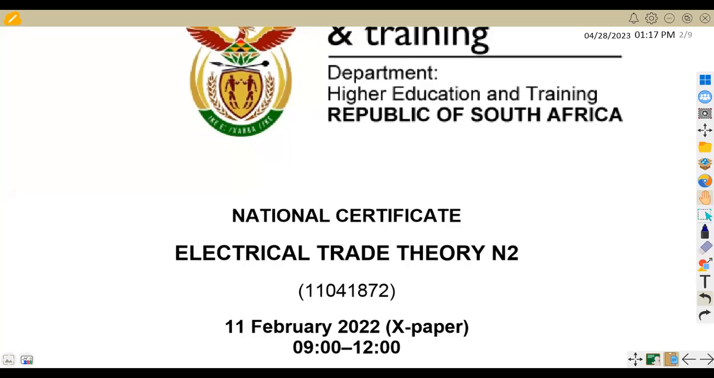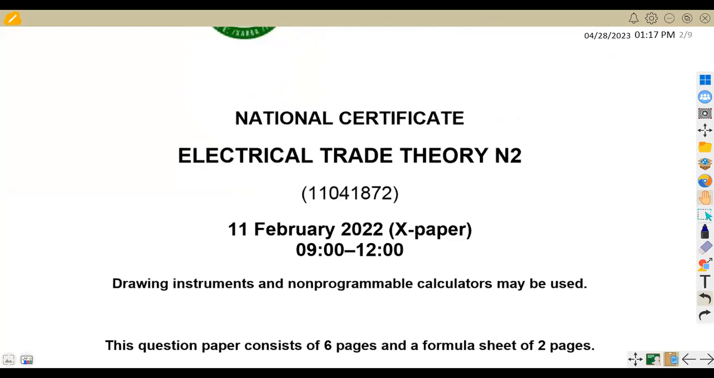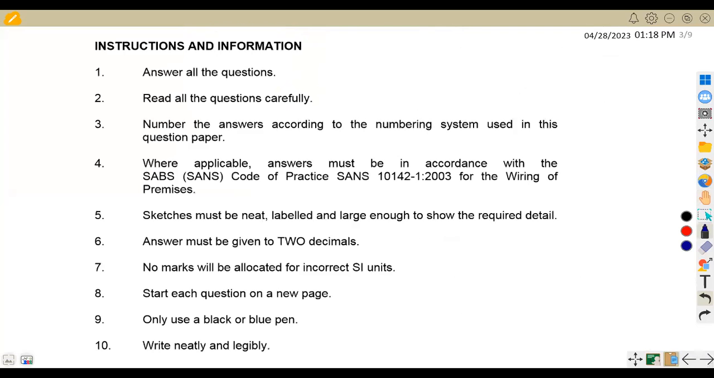We shall be focusing on a full paper. We want to work out the full paper of February 2022, that is the X paper, which was written from 9 to 12, so that we can see how they ask typical questions for our revisions for the finals that we are about to have. So make sure you read your instructions, everything, guys.